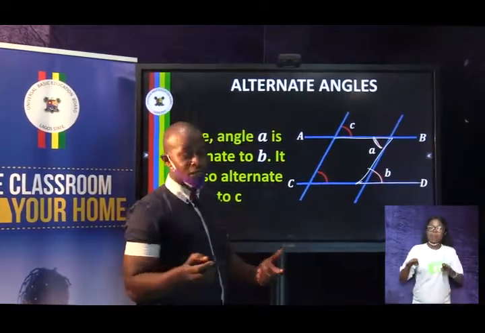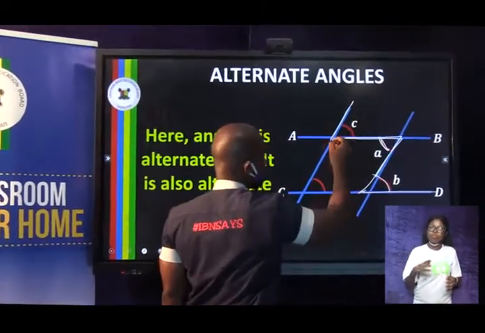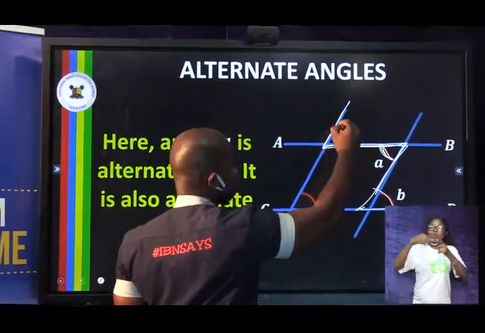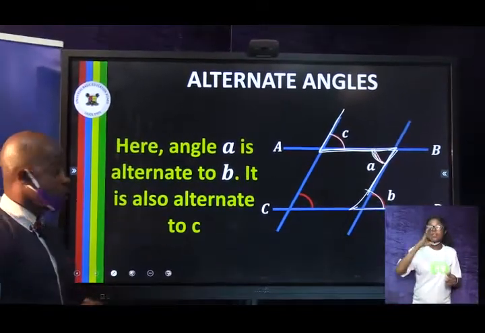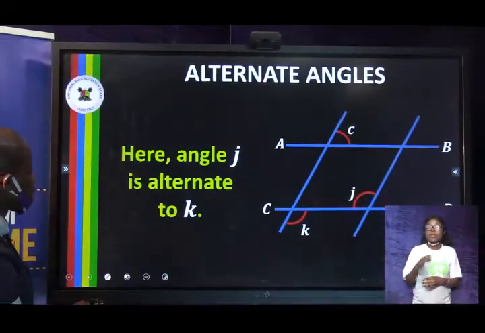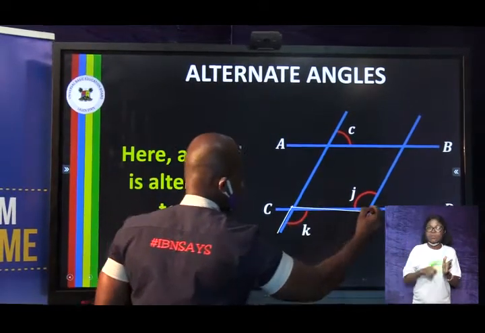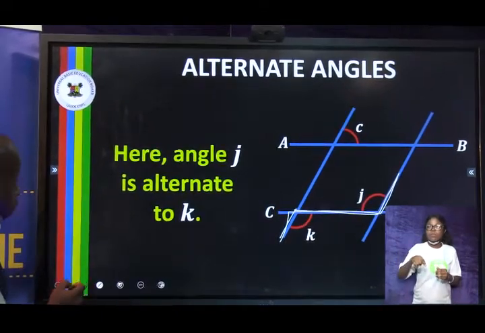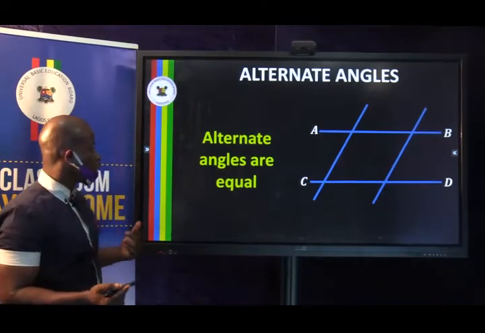A is also alternate to C, because if you draw your Z this way, then A goes inside the elbow and C goes inside the elbow. So A and C are alternate angles, and alternate angles are always equal. In this case, J and K are alternate because this is the Z, like this. It's like turning your Z upside down. So now alternate angles are also equal.